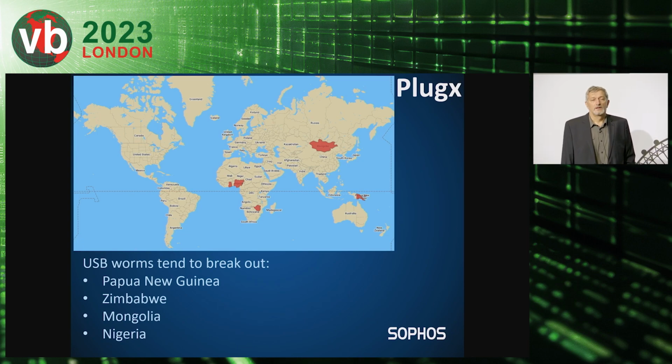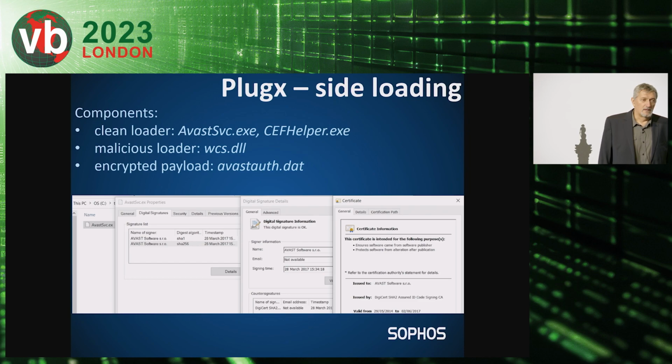But infected USB drives tend to travel and hop borders. And in those cases, the worm just breaks out from the original boundaries. We believe that the initial target of this attack was Papua New Guinea and some government organizations there. But later on, it got out of control, and localized outbreaks were observed in Zimbabwe, Mongolia, and Nigeria. The sideloading part is pretty boring and usual.